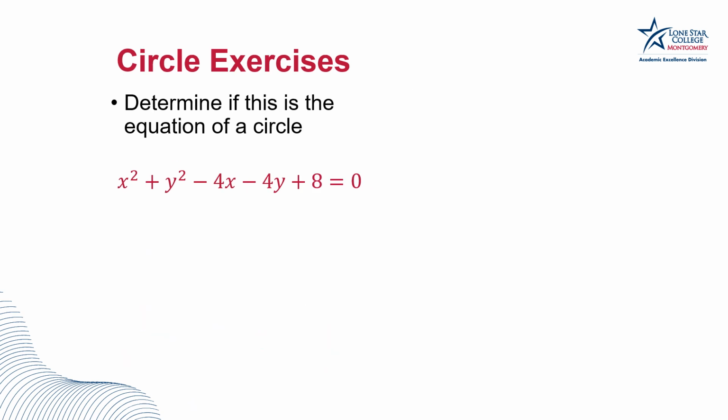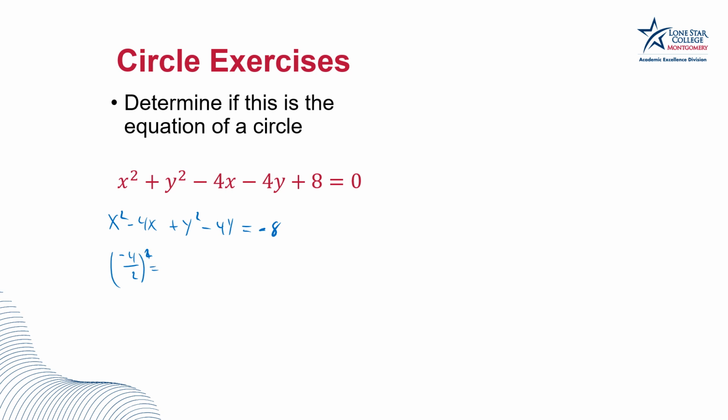So last example here, we have a similar scenario. Determine if the equation is a circle or not. So it's written in general form. So we need to group up our x's and y's and move that independent term 8 over to the right side. So we're going to have x squared minus 4x, y squared minus 4y. If we move 8 over, it becomes a negative 8 on the right side. Complete the square for both the x and the y. So our b value is negative 4 for both.